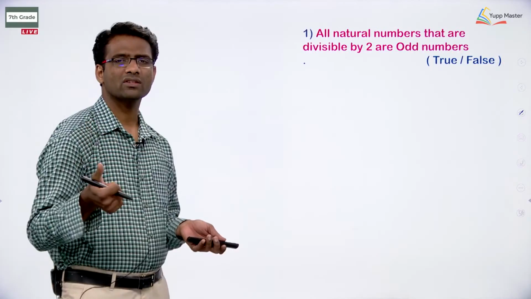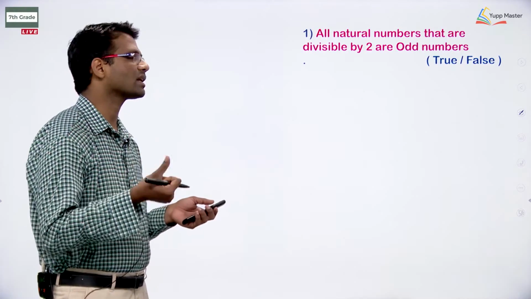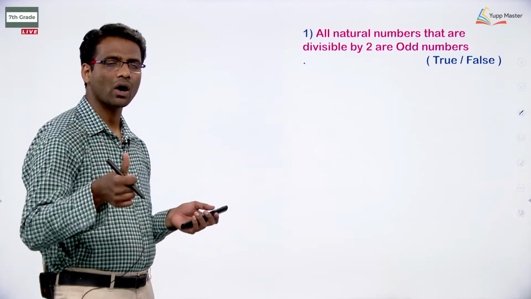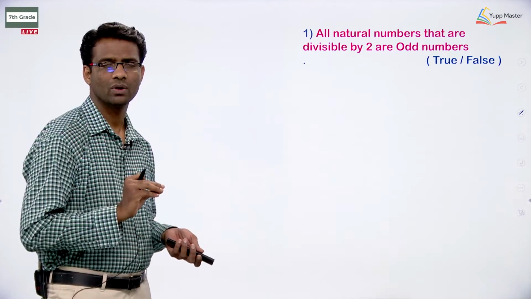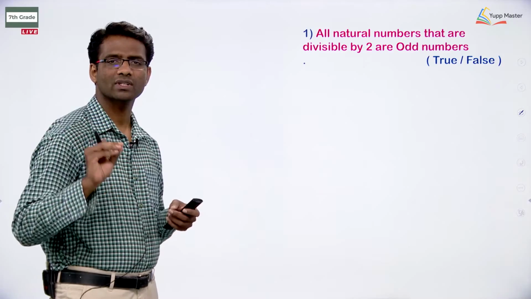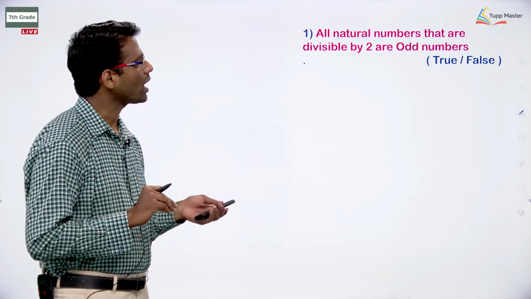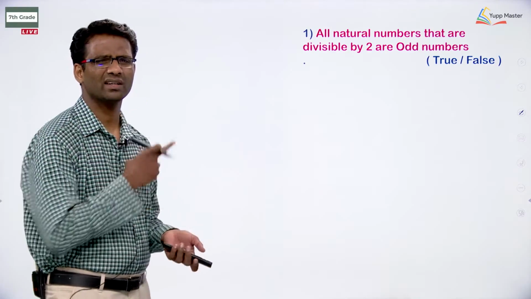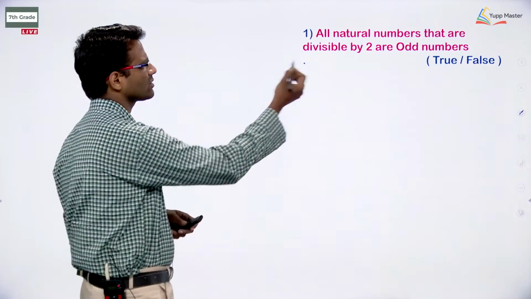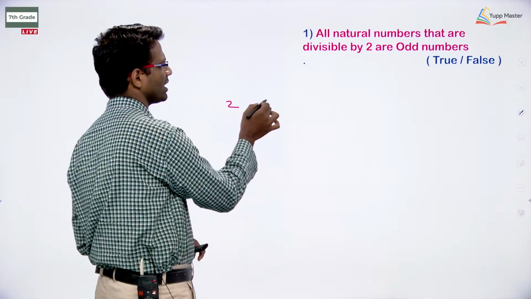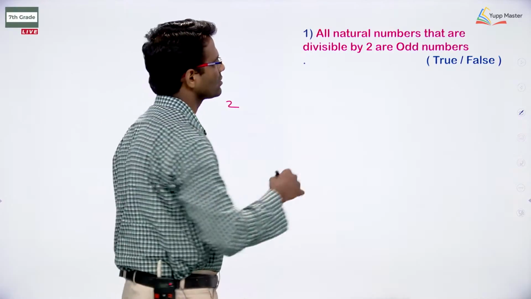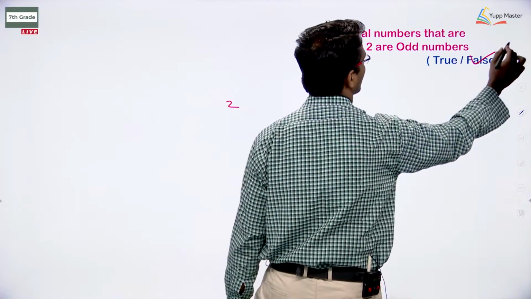All natural numbers that are divisible by 2 are odd numbers. Is this statement true? Natural numbers which are divisible by 2 are odd numbers. What is it? It is contradicting our statement, right? Natural numbers which are divisible by 2 are even numbers, not odd numbers. So this statement is false.